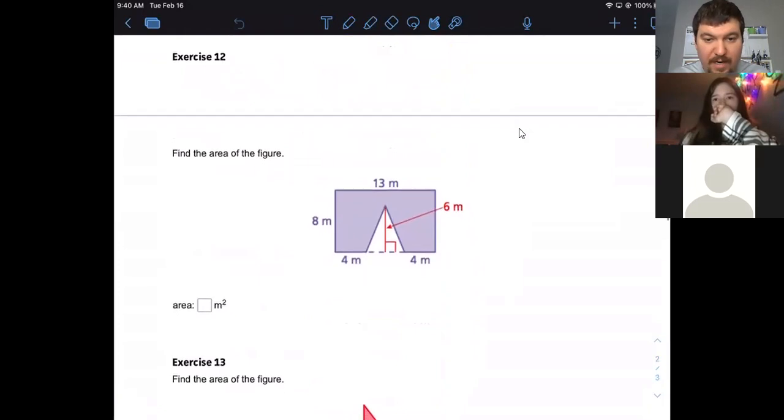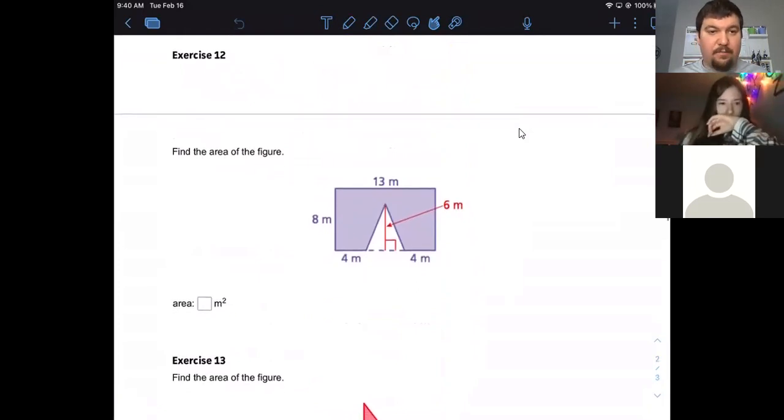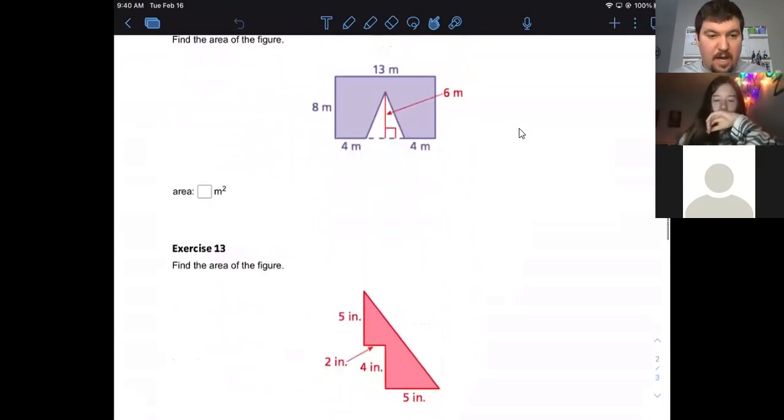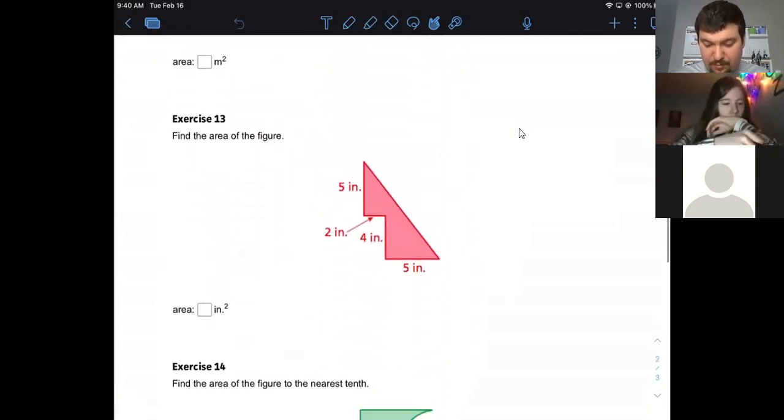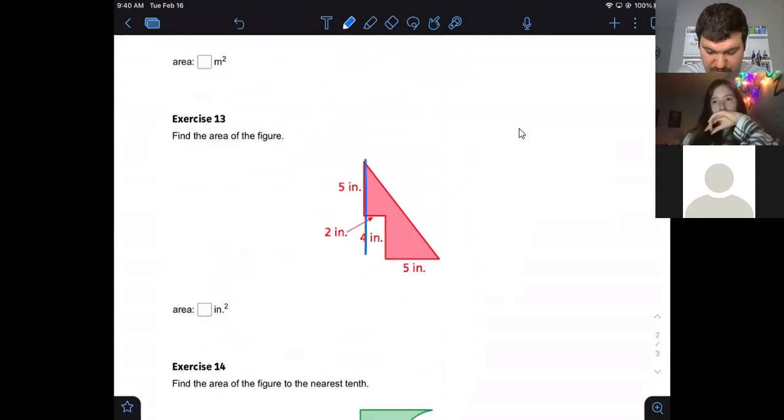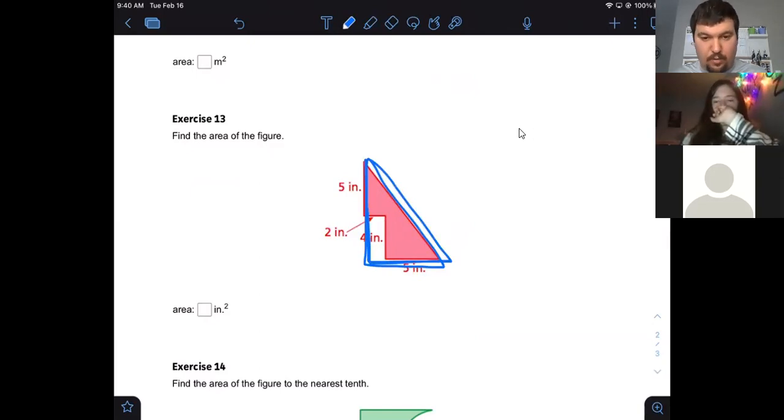Looks like number 12 might have been the example we just did. So there's a homework problem. Number 13, for example, you can see that this is just a full size triangle with a rectangular chunk that's missing. Okay, so we'll have to do a triangle minus a rectangle.